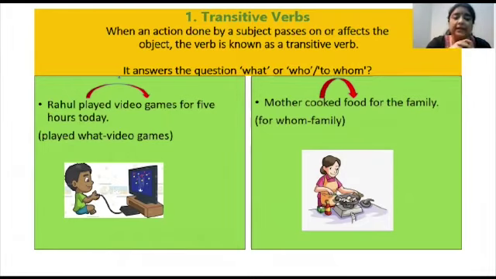For example, if I read the sentence, Rahul played video games for 5 hours today, you will immediately tell me played is the verb here. But how do we find out whether played is a transitive verb or not? Let's see. Does played answer the question what, who or whom? What did Rahul play? Rahul played video games. Yes, played is answering our question what. That means played is a transitive verb.